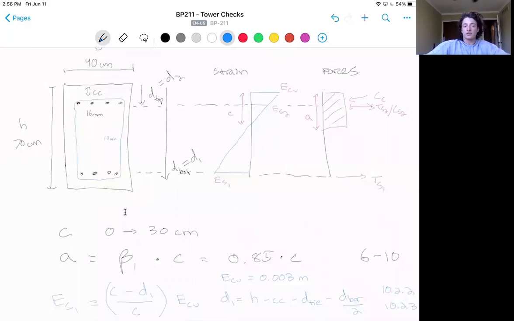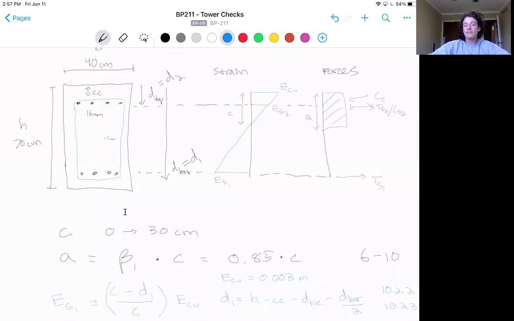ES1 is the bottom steel strain, taken as (C minus D1) over C times ECU. This is outlined in design assumption number 1 in the code, section 10.2.2. D1 is, from above, the depth of the bottom steel, which is the height minus clear cover minus the diameter of the tie bar minus the diameter of the bar divided by 2. So D1 is that distance to the center of the bottom bar.